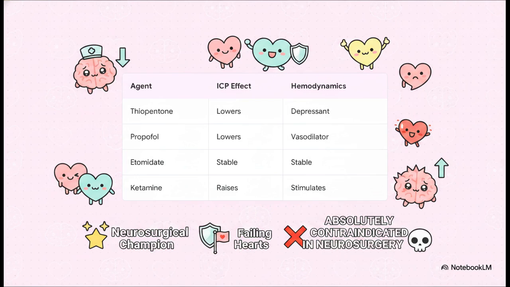Thiopentone is your neurosurgical champion. It dramatically lowers cerebral oxygen demand and intracranial pressure, though keep in mind it does depress the myocardium. Now, for failing hearts, etomidate is totally your agent of choice because it offers incredible hemodynamic stability. And finally, ketamine is an absolute contraindication in neurosurgery. It spikes cerebral blood flow, which makes it incredibly dangerous if you're dealing with space-occupying brain lesions.